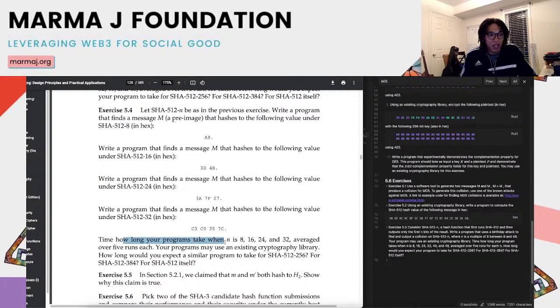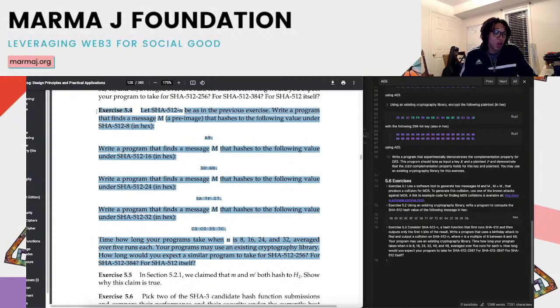And then timing, how long the programs take, averaged over 5 runs. Your program may use this asynchronous library. How long should you expect? I think this is a great question.